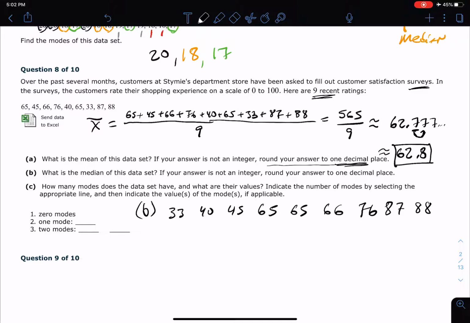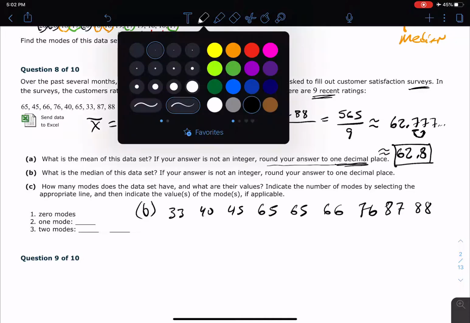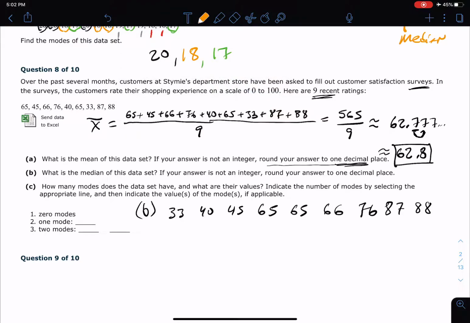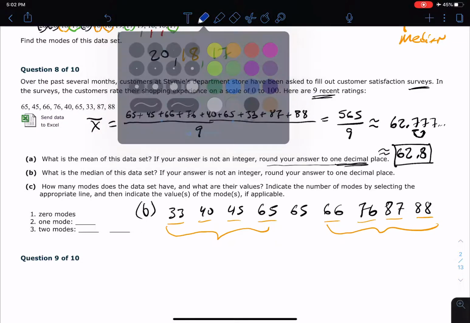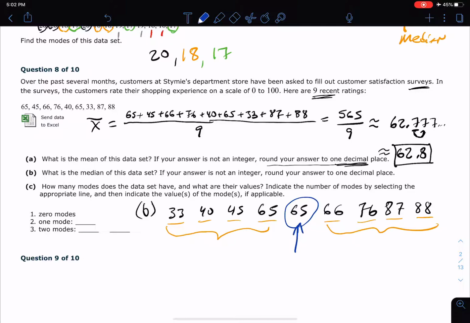Okay, so to find the median, you're looking for physically the middle number. So I just need to make them match up. I've got 1, 2, 3, 4. What I mean by make them match up is I've got 4 on the left, so I need to have 4 data points on the right. And when I do that, 4 on the left and 4 on the right, it's leaving me with 1 number in the middle, which is called the median.